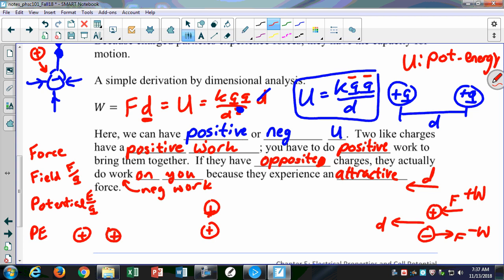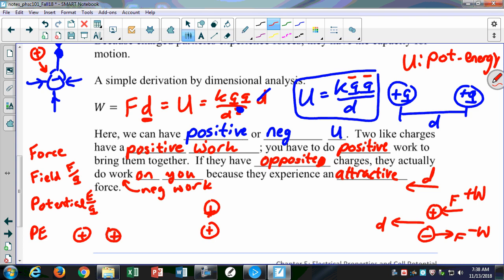Okay? So you can remember if something has positive or negative potential energy just by looking at the equation. If both of these Q's are negative, it's a positive energy. If one's negative, one's positive, that's a negative energy. And if both are positive, it's a positive energy.